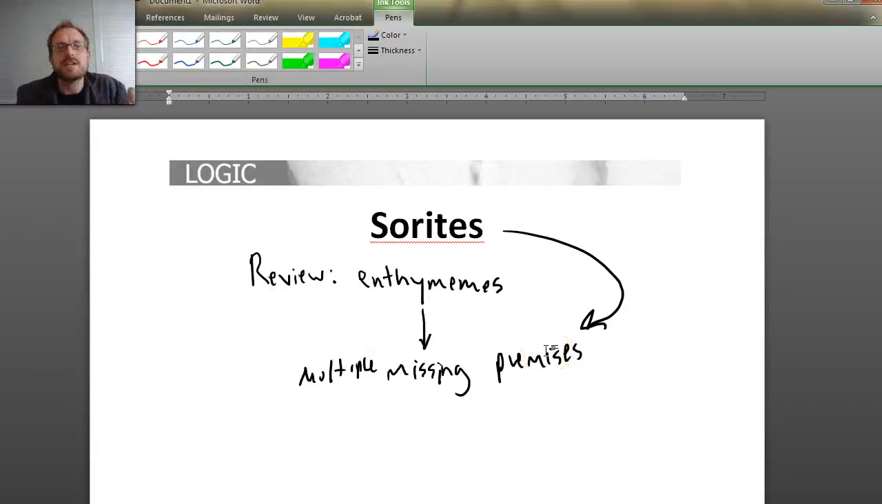But in logic, especially in categorical logic, Sorites have a very particular form. So let's review real fast. In our last section, we looked at enthymemes, of course. You all remember that. An enthymeme is essentially when you have a missing premise or conclusion. What we're going to see today is that a Sorites is what you do when you have multiple missing premises and conclusions. And they're all mixed together, but they ultimately form one larger argument together.